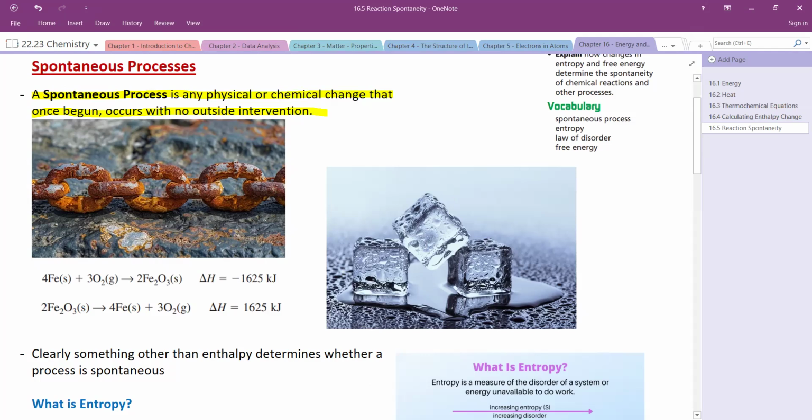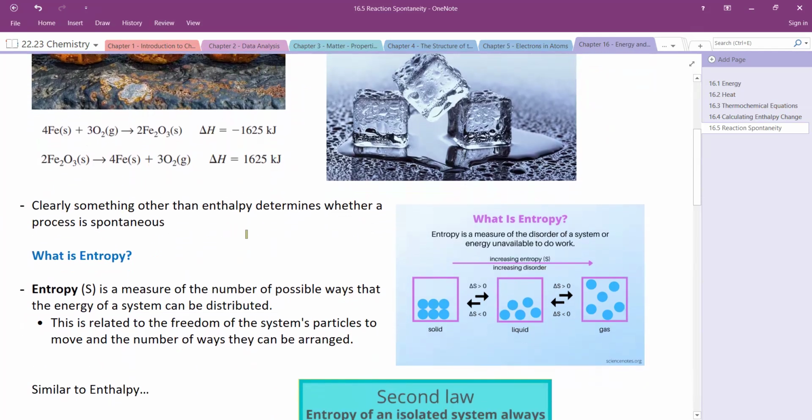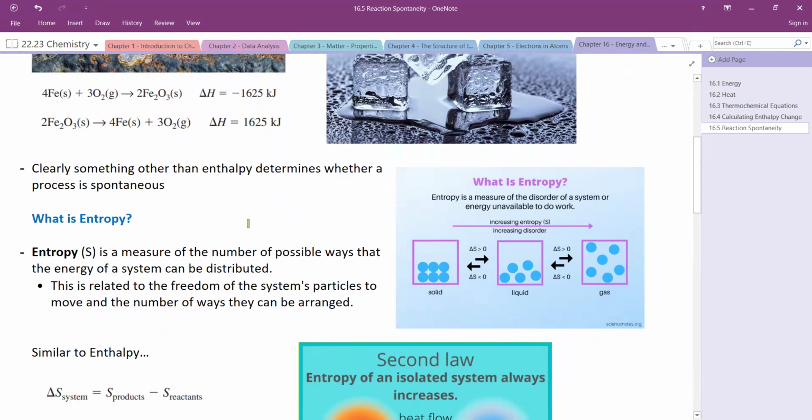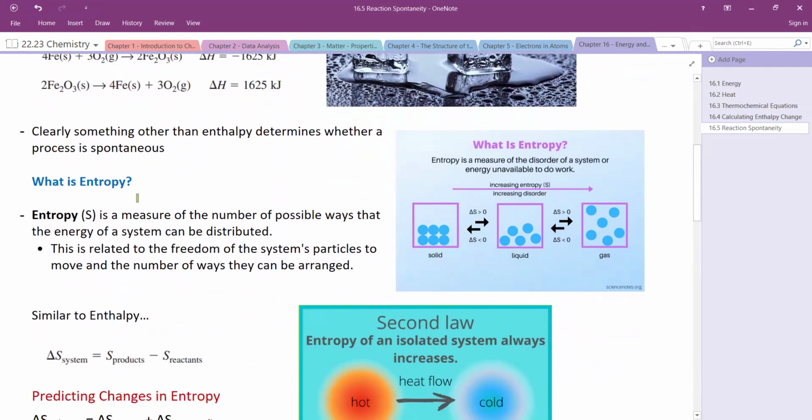So clearly, it's something other than enthalpy that's determining whether or not a process is spontaneous and whether or not it'll actually happen, right? Here, this is an exothermic process. Here's an endothermic process. Both are spontaneous. And this leads me to one of our first major new topics for this video, and that is entropy, this idea of entropy.